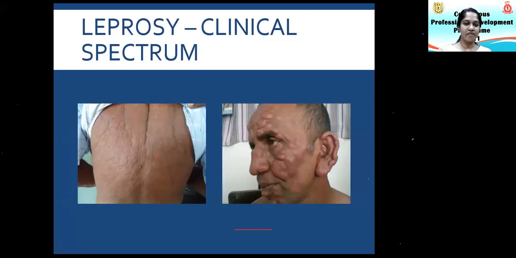Then you have the lepromatous end, where there will be numerous skin lesions, bilateral and symmetrical. This is borderline lepromatous, where there are multiple plaques, and then you have the full-blown lepromatous leprosy with multiple nodules with yellow infiltrations. When it comes to the lepromatous end, these lesions are not anesthetic, but apart from these skin lesions, they may have glove and stocking type peripheral neuropathy.